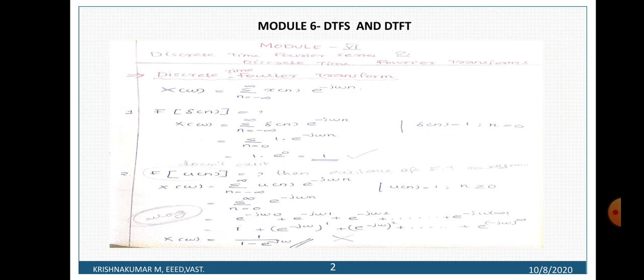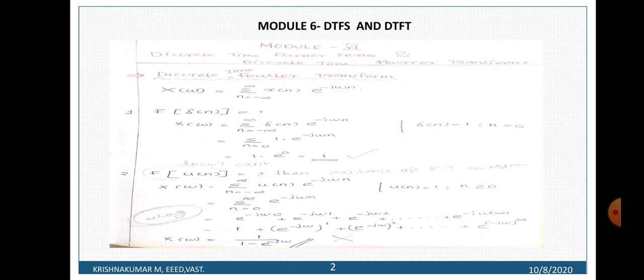Okay, Fourier Transform of x of n is equal to capital X of omega, which is equal to sigma n is equal to minus infinity to infinity x of n e raised to minus j omega n. This is the formula.